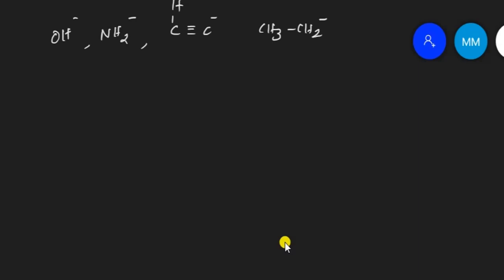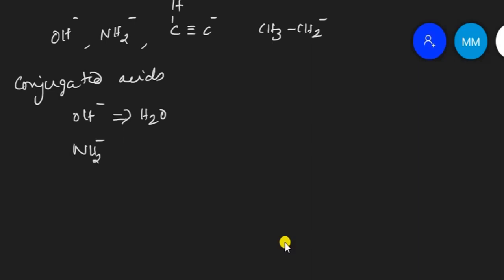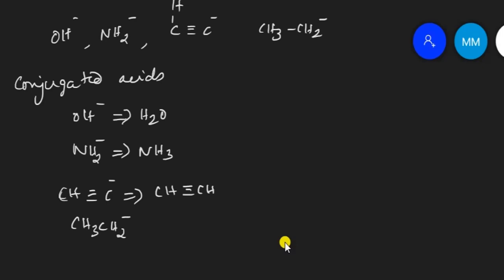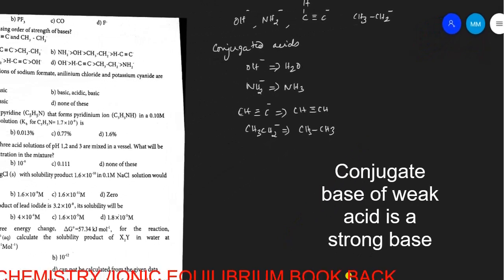For that, what you have to find is the conjugate acids. What are the conjugate acids? For OH minus, the conjugate acid is H2O, and for NH2 minus, the conjugate acid is NH3. Conjugate acids are obtained by adding one H plus. So we have already discussed. The conjugate acid of this species is CH triple bond CH. The conjugate acid of this ethyl carbanion is CH3CH3. So conjugate acids are found.